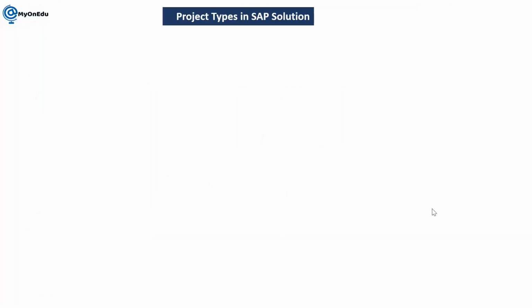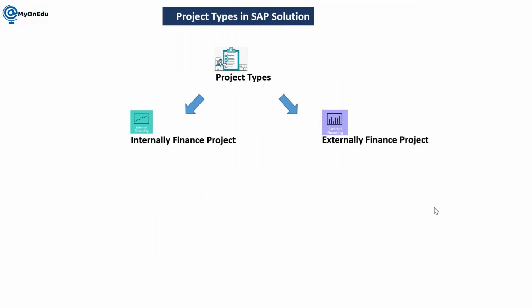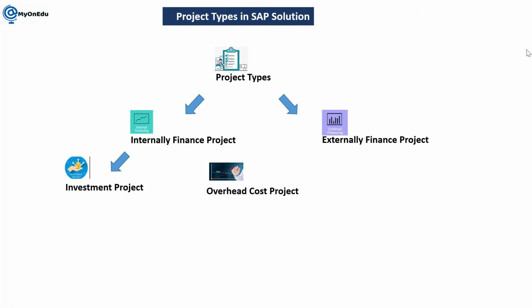Let us understand what are the different types of projects we have in the Project System. Majorly we have two categories. One is the internally financed project, another is the externally financed project. An internally financed project is when we execute a project and it is financed internally by the organization, where all the expenses will be paid by the organization itself. That project we call an internally financed project. It is segregated again into investment management and overhead cost projects.